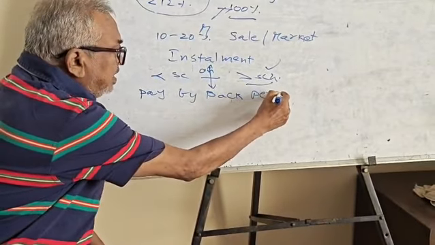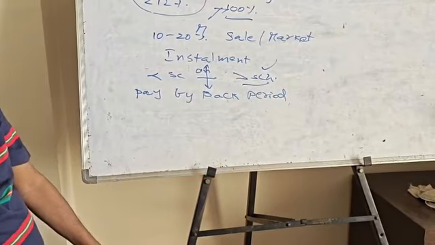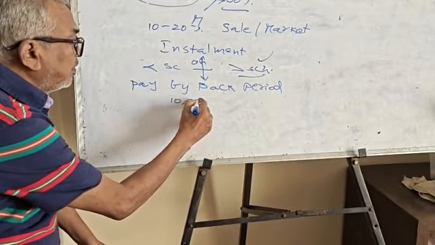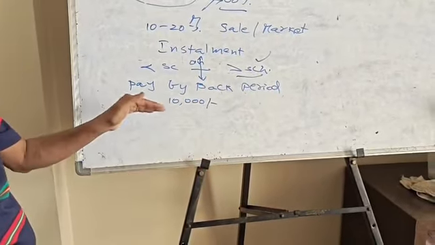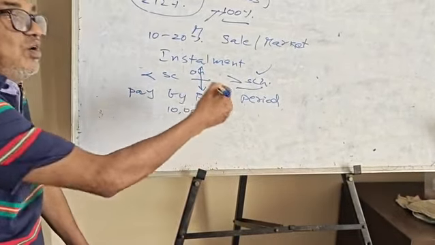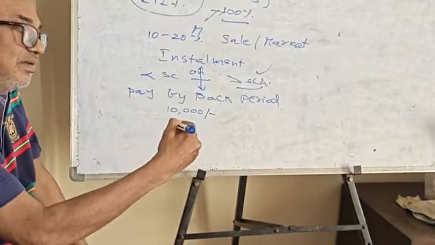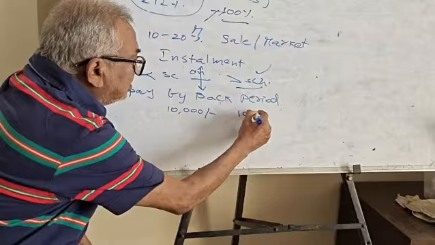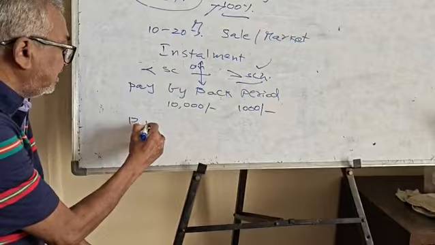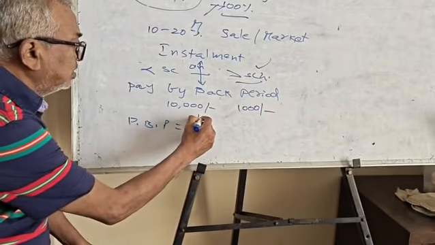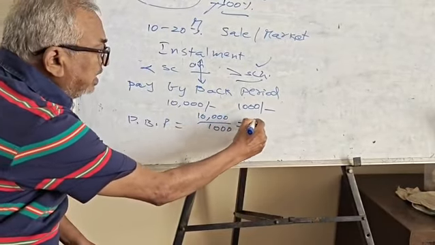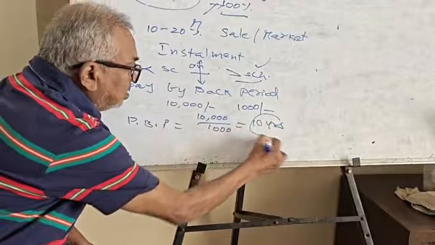What is this payback period here? As I told, the initial investment was 10,000. In the last problem we took 10,000 rupees, and we are assuming it as 10,000. Maybe every year you are getting 1,000 rupees as fixed cash inflow. Then what is the payback period? Payback period will be equal to 10,000 by 1,000, that will be equal to 10 years. So this is called the payback period.